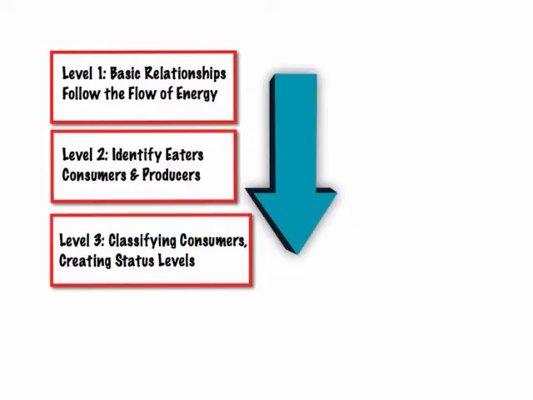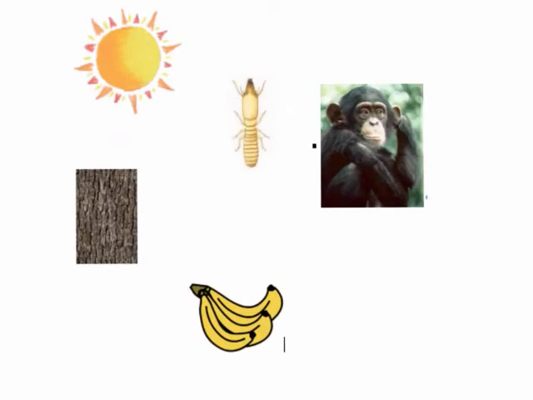For level 1, we are going to focus on basic relationships and really think about the phrase, follow the flow of the energy. The arrow is going to serve a very big part of that as we think about these basic relationships and where different objects get their energy from. We need to think where each item on the page gets its energy from. So, we've got sun, bark, bananas, termite, and chimpanzee. Our energy flow is going to be represented by an arrow. The arrow is going to go to the thing that gets the energy.